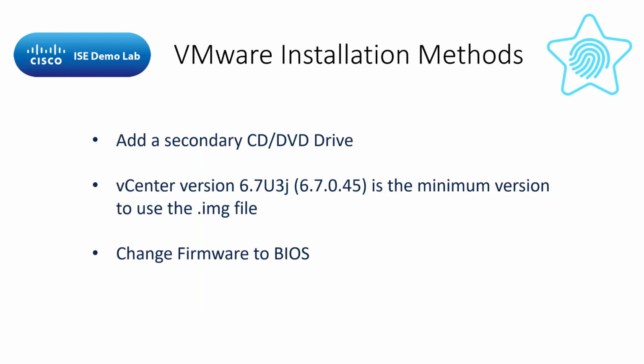First, some notes about the ZTP process in vCenter server. You have to add a secondary DVD drive for the ZTP configuration file. If you choose to use the .img format for the configuration file, you need at least version 6.7 update 3J, and you have to change the firmware option to BIOS.